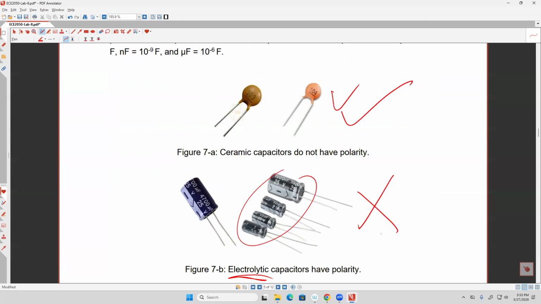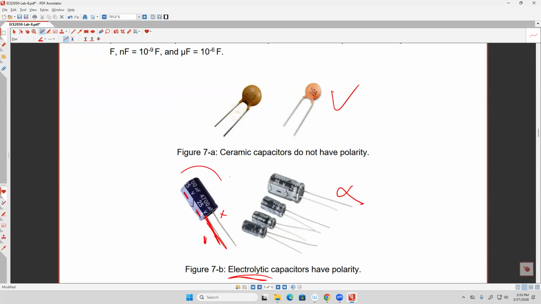As I told you in the lecture as well, the ceramic ones don't have a polarity, so you can connect either way. But this one is very serious. There is a polarity. You can see here, guys, look, there is a negative mark here. That means this terminal has to be negative and this terminal has to be positive. As I told you, if you make a wrong connection here, this one is going to explode. So you have to be careful. Anyway, we're not going to use this one in this lab, but we're going to use it in future labs.